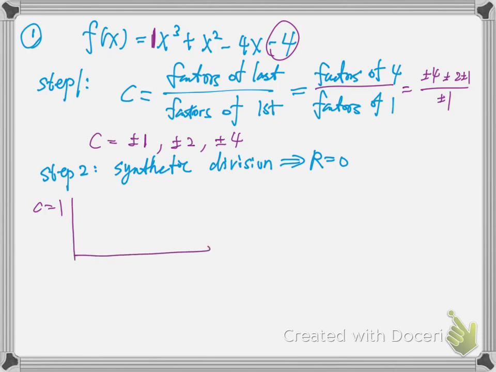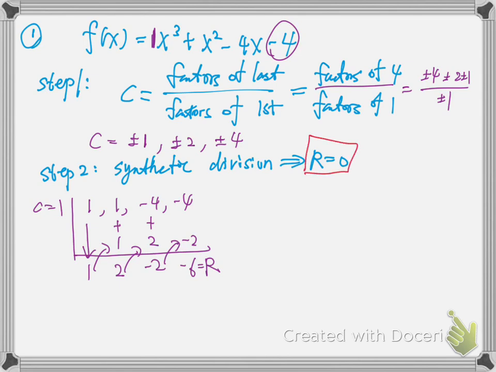What do we have? We have 1, 1, -4, -4. So you bring down 1. 1 times 1 is 1. 1 plus 1 is 2. 1 times 2 is 2. -4 plus 2 is -2. And then 1 times -2 is -2. And then you get -6. This is the remainder. So now the remainder is not 0. We need remainder 0, right? Remainder is not 0, so that's not our first solution.